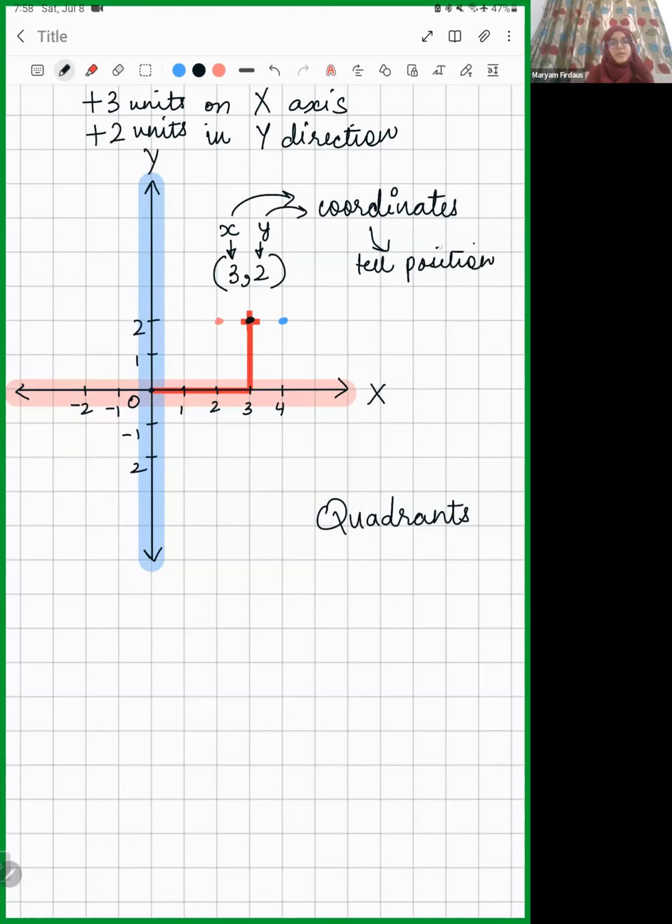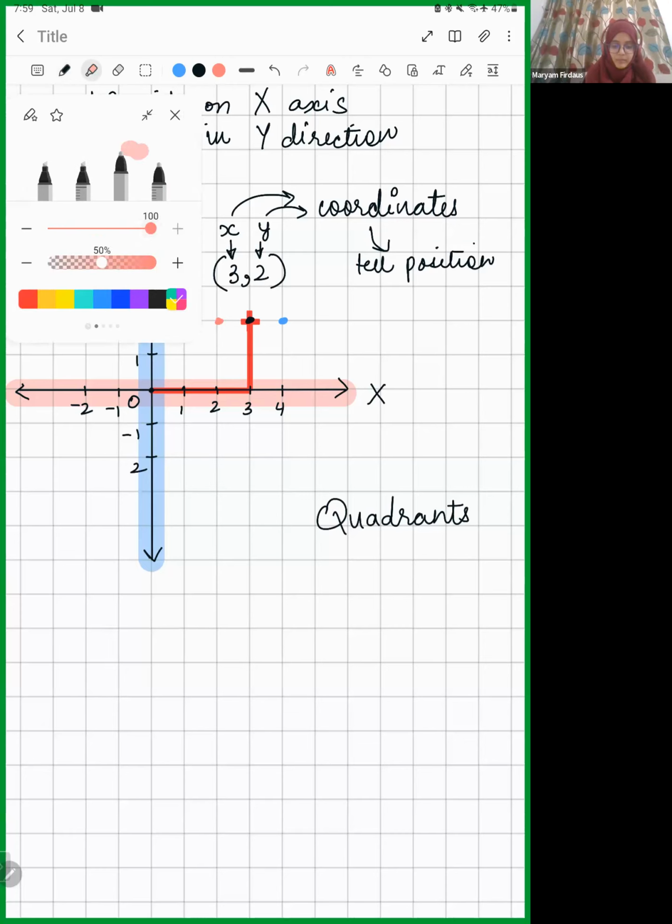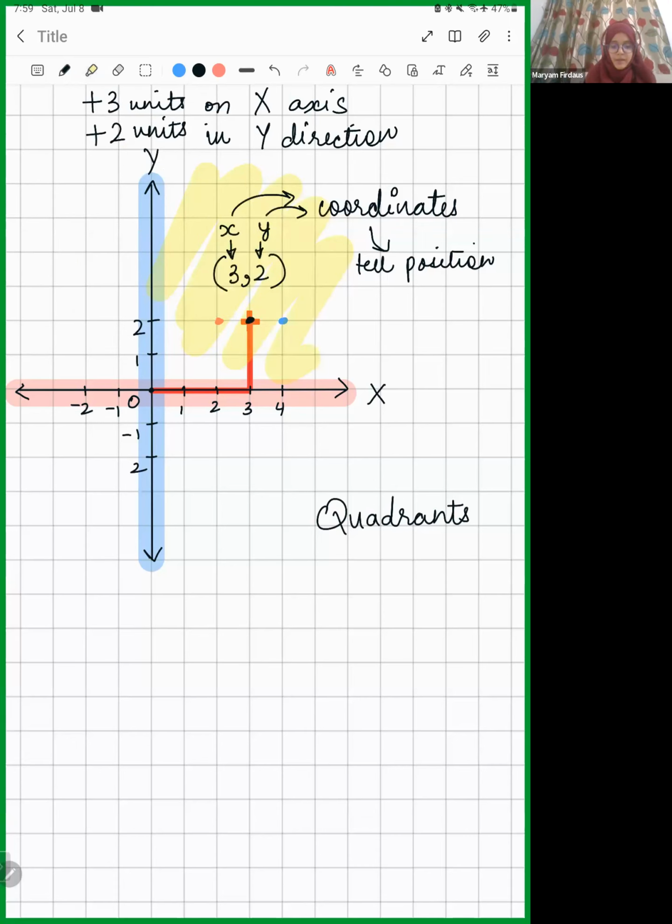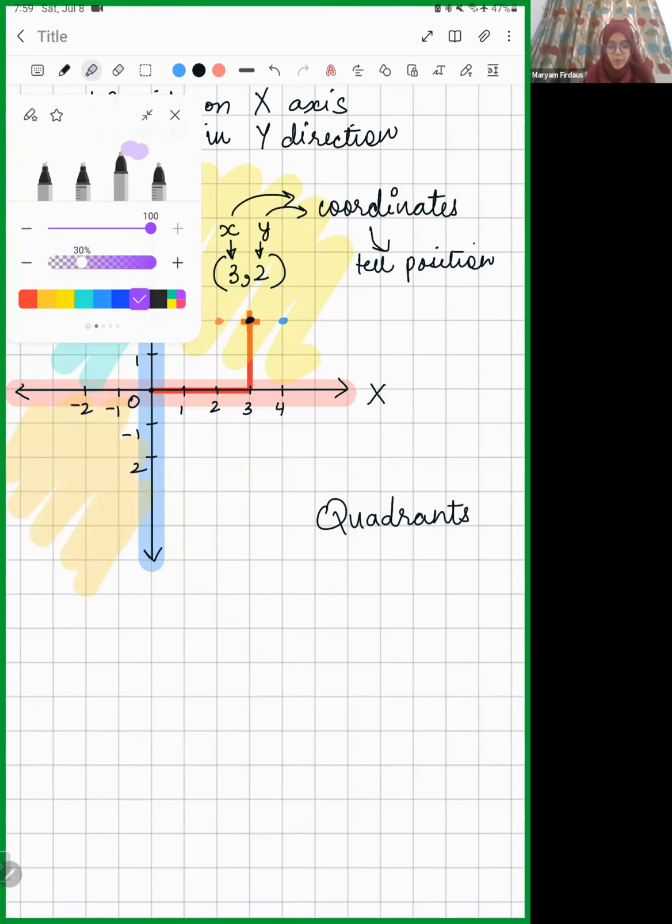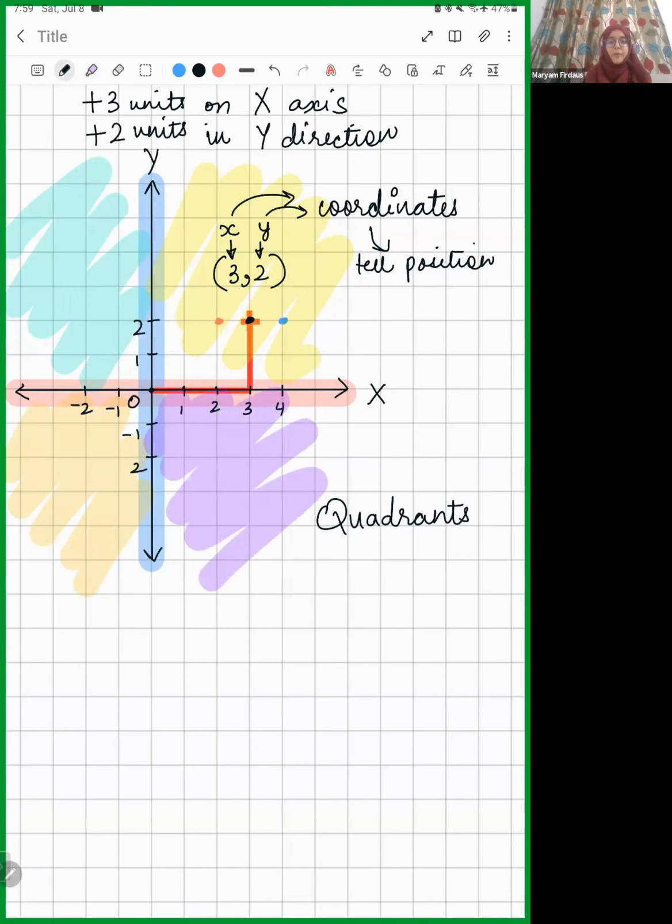And quadrants basically means sectors. For example, if you have a huge colony in your neighborhood, you might also have sectors like sector 1, sector 2 in the area where you live. So similarly, we have quadrants. This is one quadrant, this is another quadrant, this is a third quadrant, and this is a fourth quadrant. There are 4 quadrants.